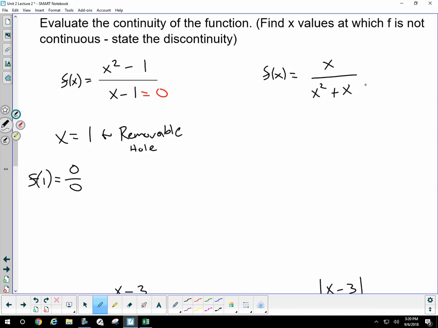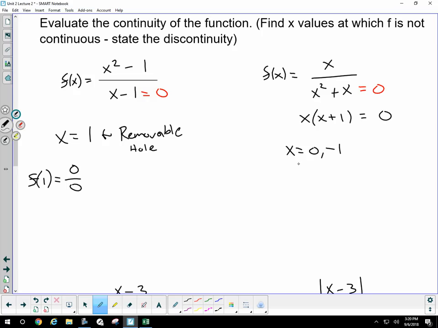For this one, x squared plus x is the denominator. I would set this equal to 0. Figure out which values of x would make the denominator equal 0. Those will be the locations of discontinuities. I need to factor to solve, I get x times x plus 1, and both 0 and -1 are discontinuities.